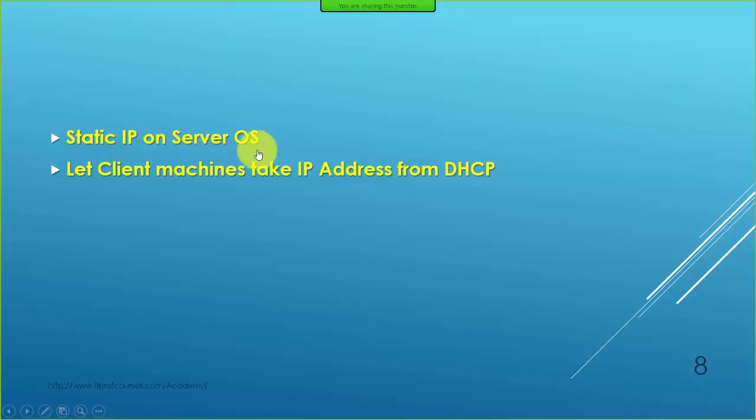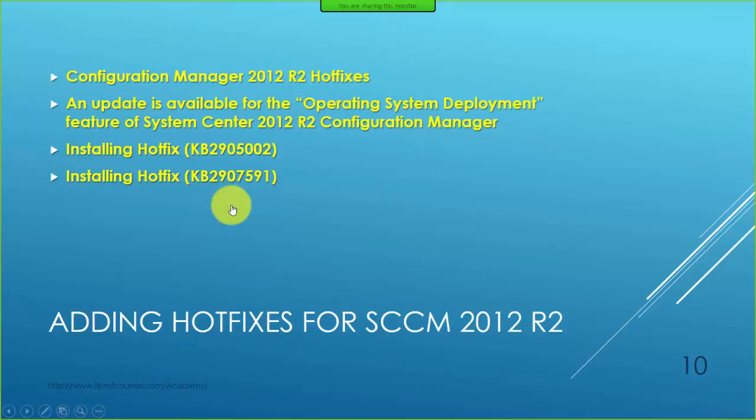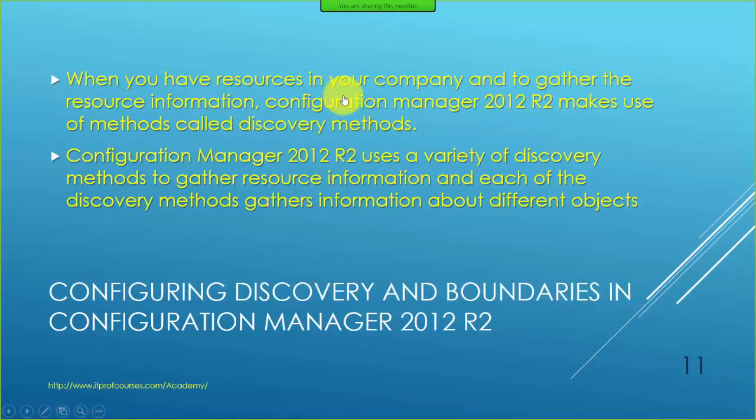Static IP on server OS, and let client machines take IP address from DHCP. That's exactly what we did now. And let's go ahead a little. So this is what we are doing right now, installing hotfixes, and these are the knowledge base articles, or KB articles, that explain what these hotfixes will really fix. And when you have resources in your company and want to gather resource information, this is configuring discovery and boundaries in Configuration Manager. So this is the next topic.